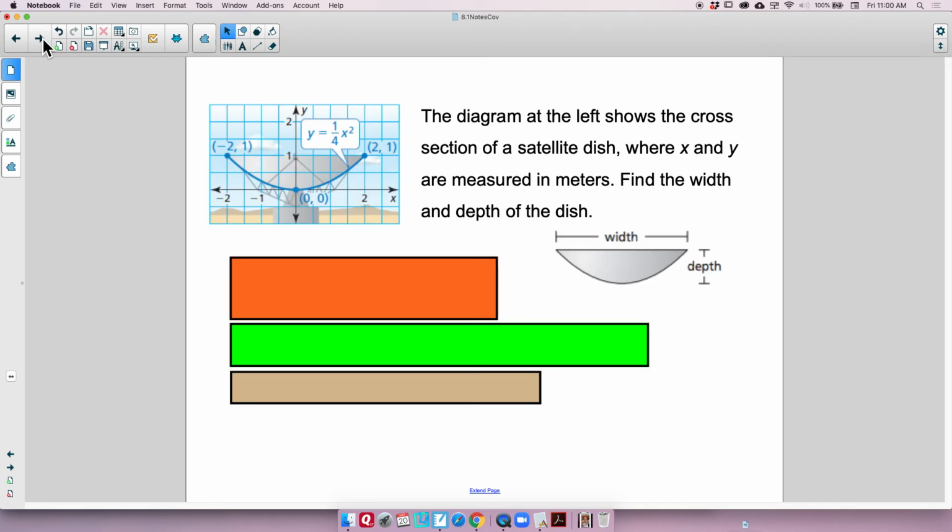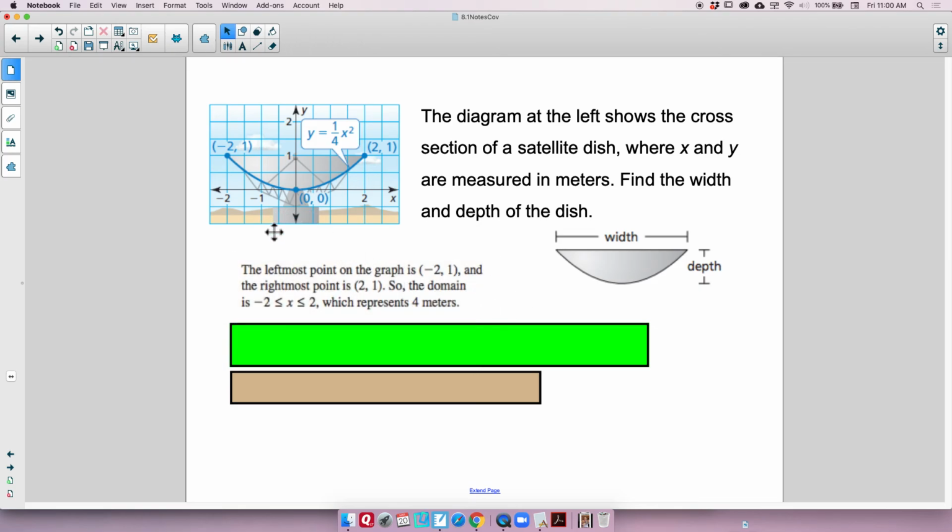Okay. All right, so here we have a diagram, a cross-section of a satellite dish where x and y are measured in meters. Find the width and depth of the dish. Okay, and they give us y equals 1/4 x squared as the equation for this parabola here. So you can see the width and depth. You can do this in a number of ways, but you can probably see just from looking at the diagram what they're going to be. So go ahead and try and do that.